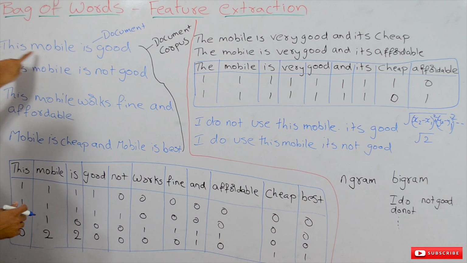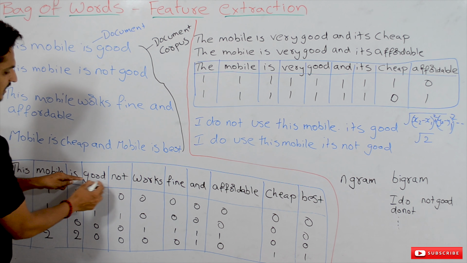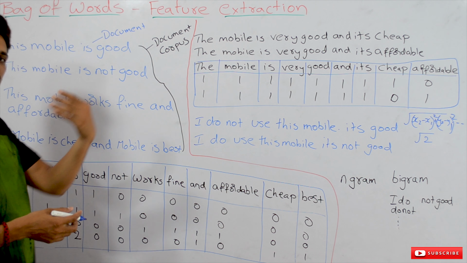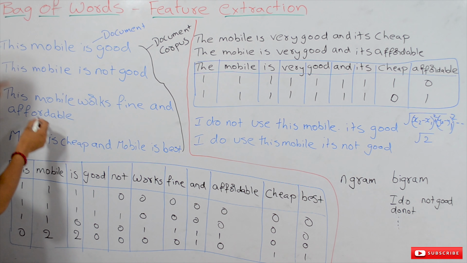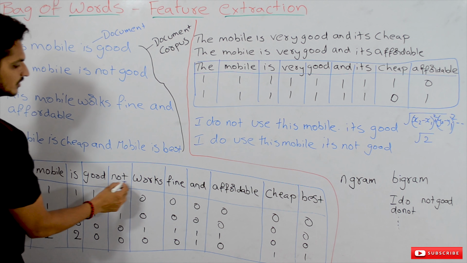Here, "this" is considered as one word, "mobile" is considered as another word, "is" is considered as one other word, "good" is considered as another; we have to identify the different words. How many different words are there in this document corpus? You have to identify that and take them as features. We already discussed what features mean: columns. So how many different features do we get from this document corpus? This, mobile, is, good, not, works, fine, affordable, cheap and best.